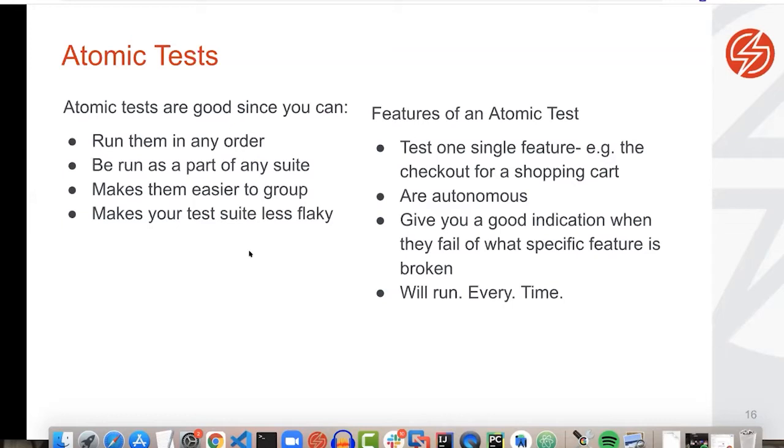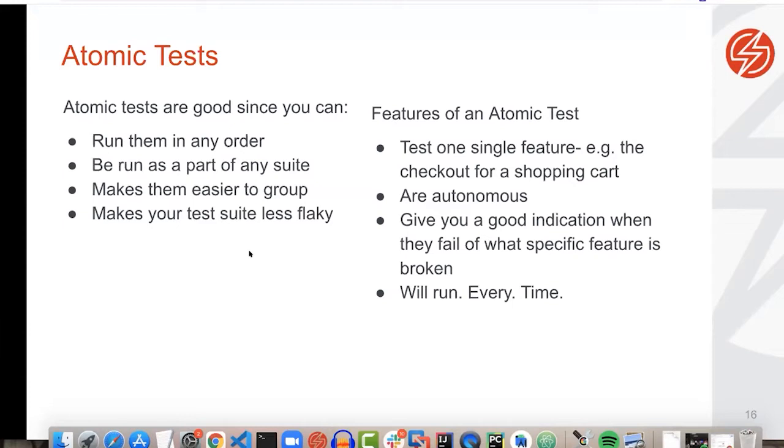A truly atomic test tests one single feature. We don't want to check the login and the selection of your items and the shopping cart in the same test. You want to think about what feature or business need we are testing. It needs to be one thing, and we're only testing that one thing. If you want to test the checkout flow, you only want to test the checkout flow, not the things before or after. It makes things easier to separate later on. We'll talk about what autonomous means, but that means they're standalone and can run on their own.